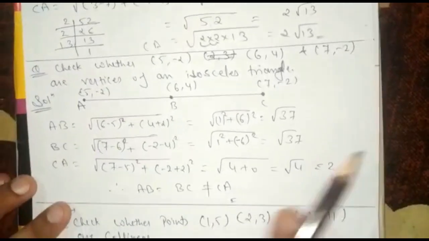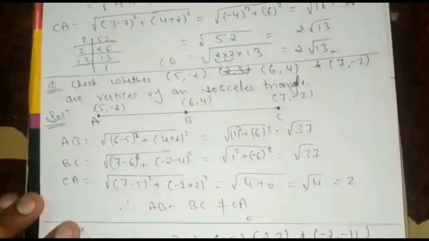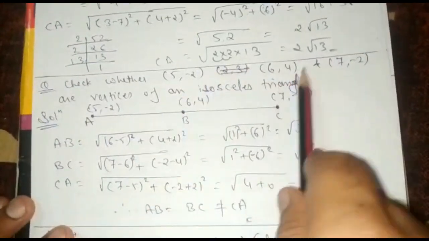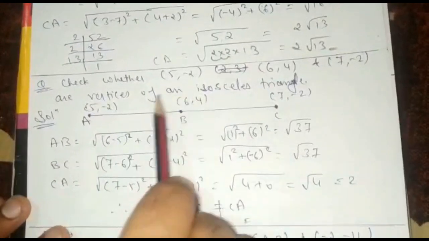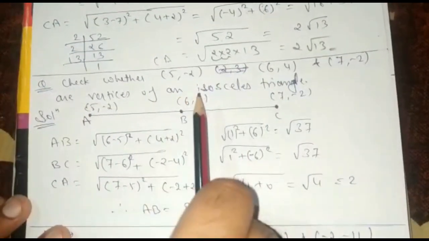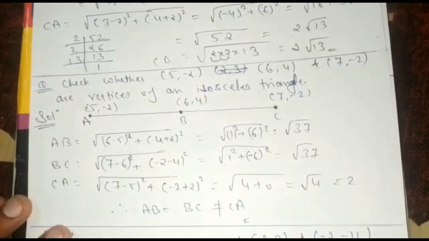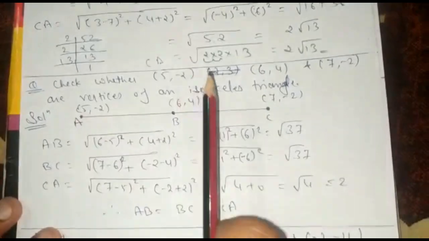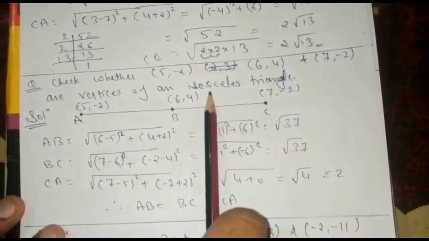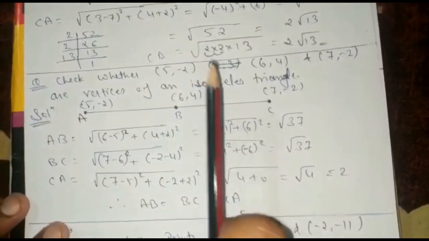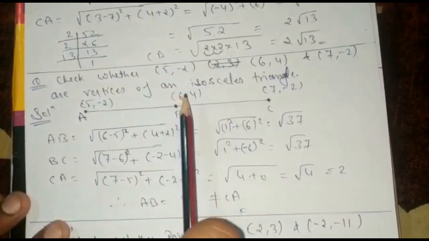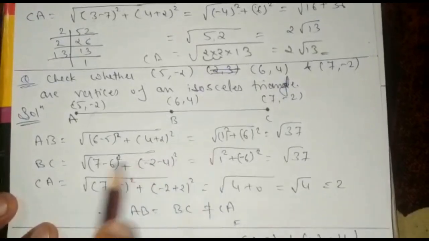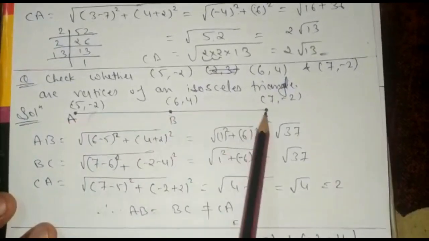Now we will move to another question: check whether the points (5, -2), (6, 4), (7, -2) are the vertices of an isosceles triangle. For checking an isosceles triangle, we have to understand the concept of an isosceles triangle. In an isosceles triangle, two sides are equal. So in an isosceles triangle, any 2 sides are equal. So here are the 3 points.